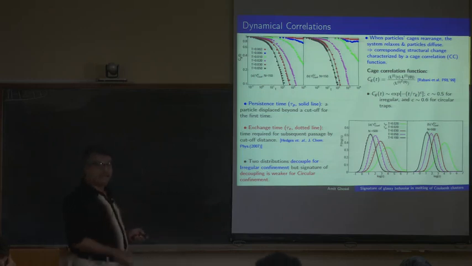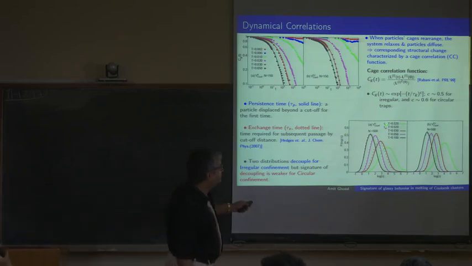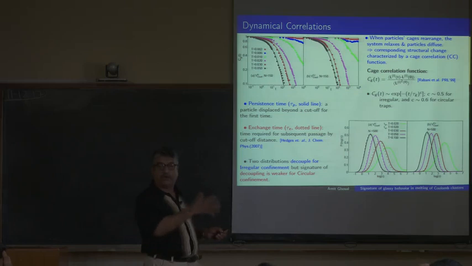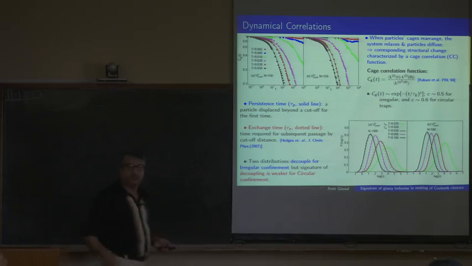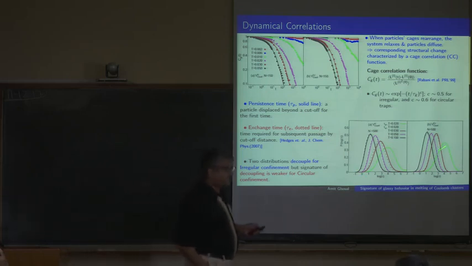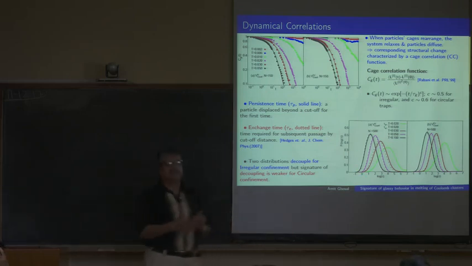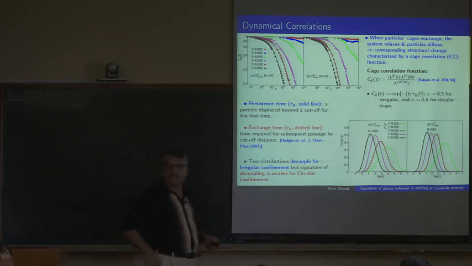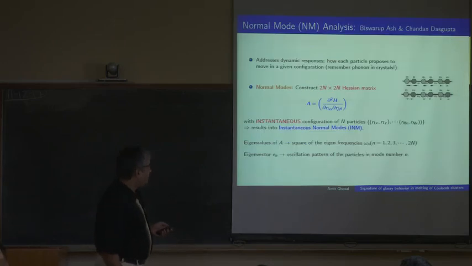So you try to take advantage of that, and we see indeed that here the solid line is the persistence time, and the broken line is the exchange time. And for the irregular trap, these two decouple, I mean, the distributions decouple beyond this crossover temperature. So that is a signature of glassy dynamics. For the circle, there is hardly any. And then there are certain statistical analyses you must do when you are comparing distributions, and we take care of all of that.